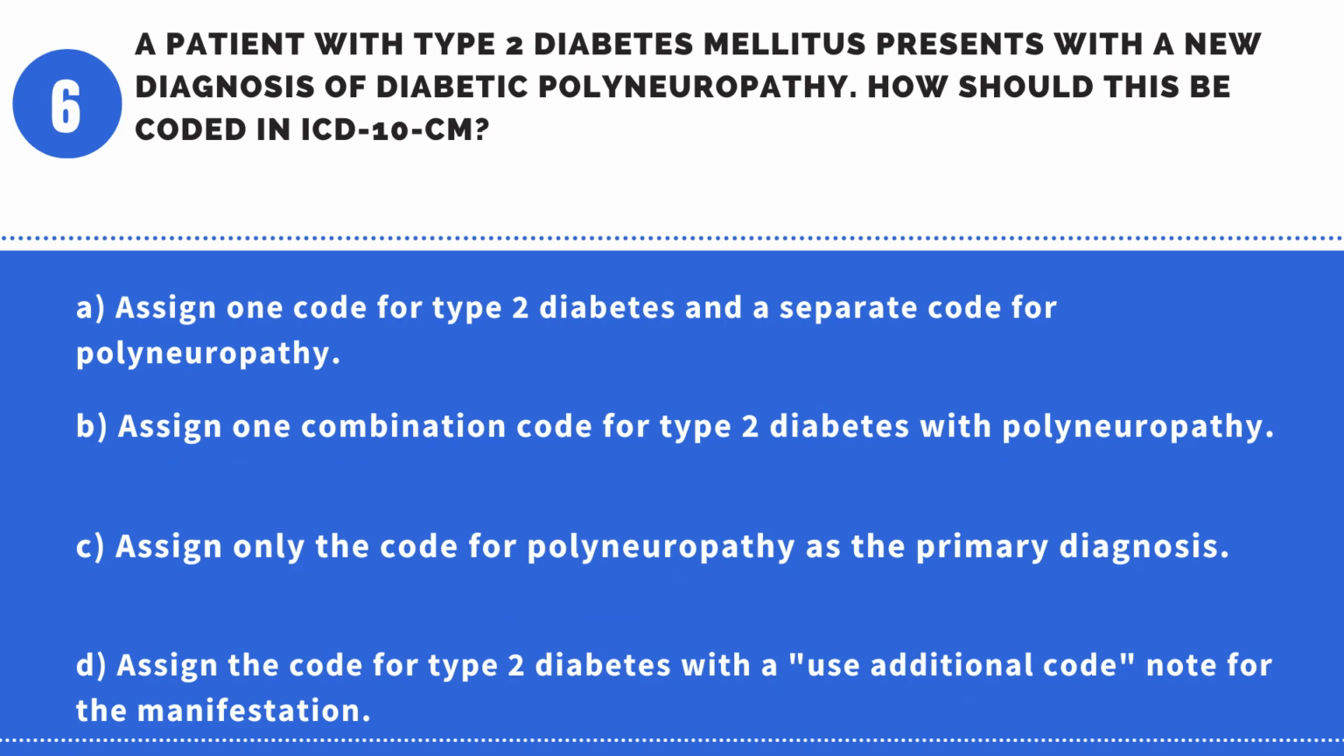Question 6. A patient with type 2 diabetes mellitus presents with a new diagnosis of diabetic polyneuropathy. How should this be coded in ICD-10-CM? A. Assign one code for type 2 diabetes and a separate code for polyneuropathy. B. Assign one combination code for type 2 diabetes with polyneuropathy. C. Assign only the code for polyneuropathy as the primary diagnosis. D. Assign the code for type 2 diabetes with a use additional code note for the manifestation.